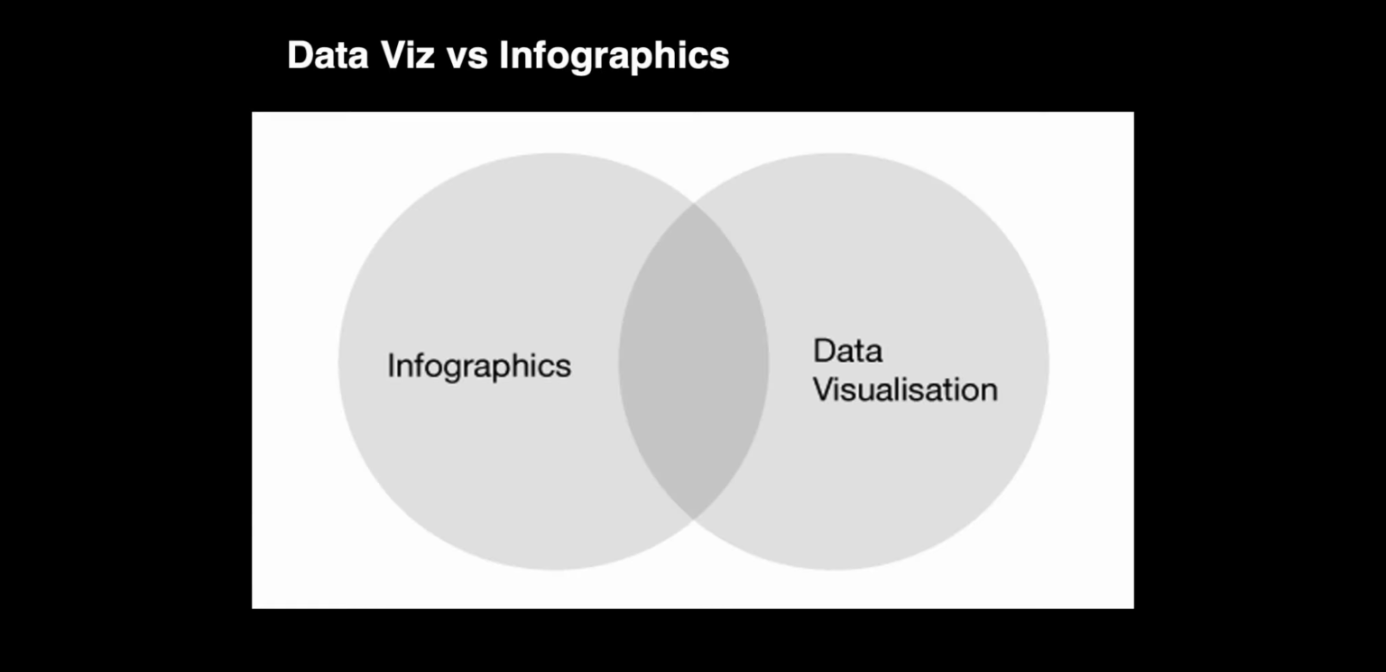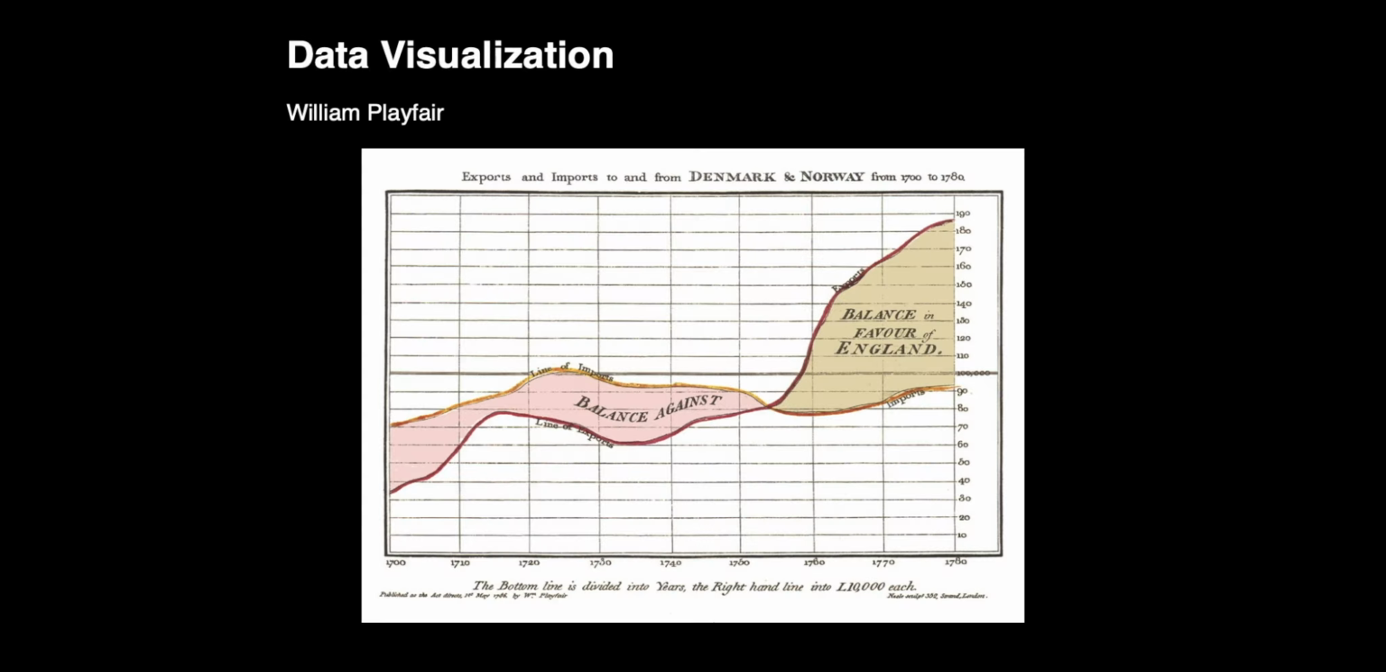First, let's talk a little bit about the differences, or actually the similarities, between information graphics, or infographics, and data visualization. This is one definition of data visualization. Data visualization is the presentation of data in a visual format. So we looked at this line chart by William Playfair a few weeks ago, and this is one of the first data visualizations ever created. It's definitely presenting the data in a visual format, but is it an infographic or is it just a data visualization?